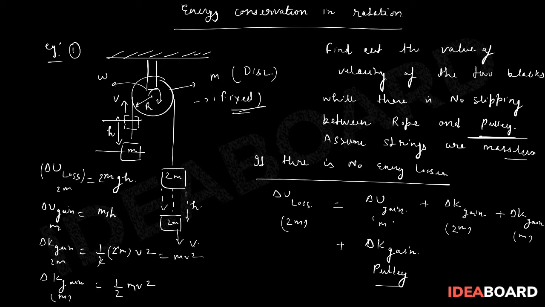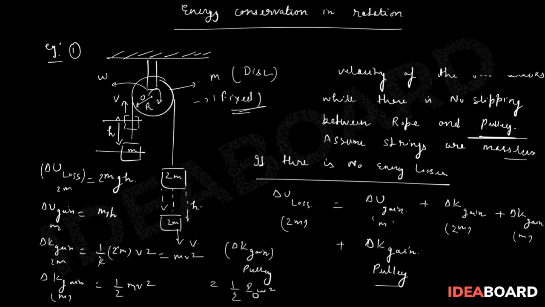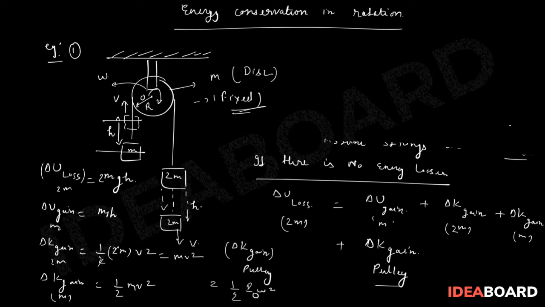And delta K gain for pulley. So now this is the rotational motion, so that is given by half I into omega square. Suppose is the point O, then a moment of inertia will be about point O. That would be the value of rotational kinetic energy, right? So now we can substitute the values in order to find out the final answer.